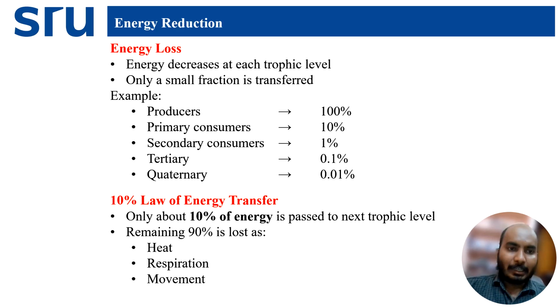So you can see the 10% law of energy transfer. This is because of the metabolic process, movement, and heat. Only 10% of energy is passed to the next trophic level, and 90% of energy is lost because of heat, respiration, and movement.